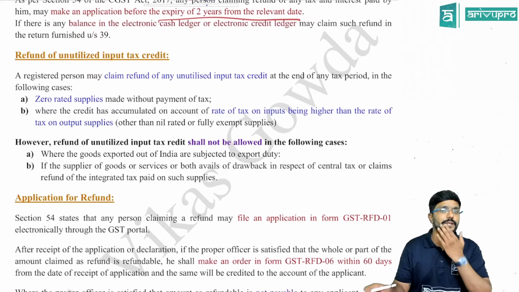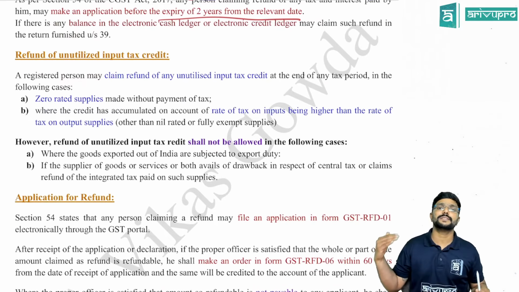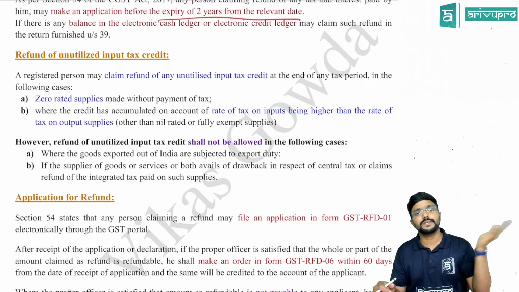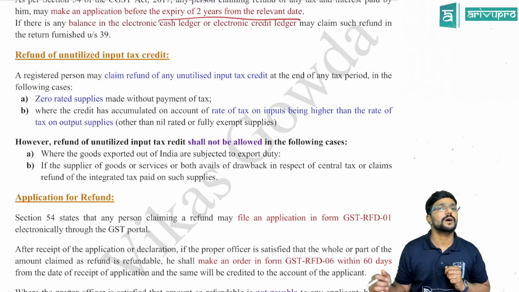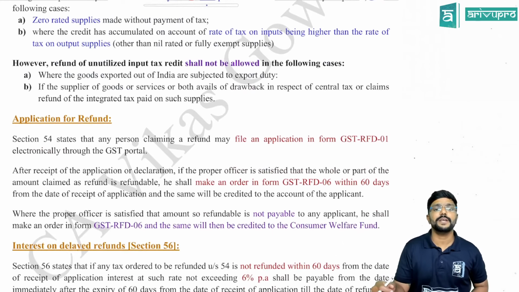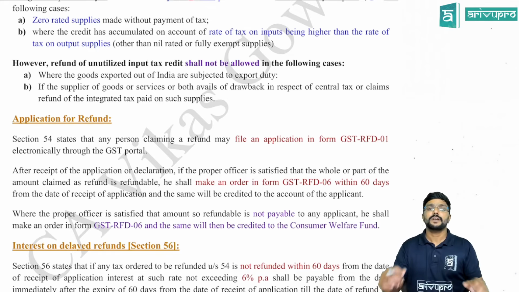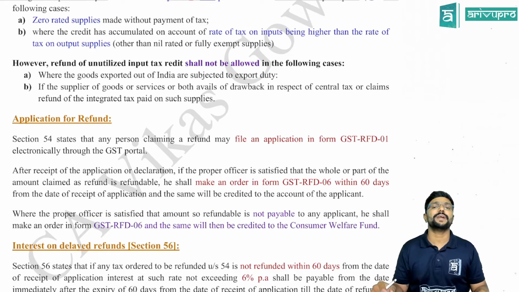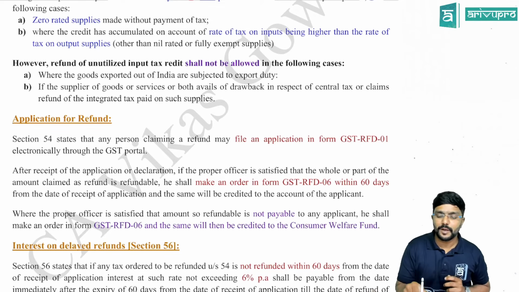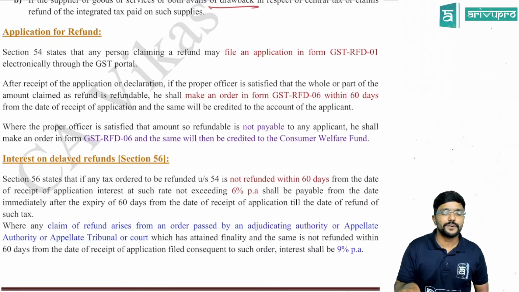So refund of unutilized input tax credit can be claimed under two situations. That is when my outward supply is zero rated, on which I am not paying any tax, or else the tax on my inward supply is more than the tax on my outward supply, which we call an inverted duty structure. But in the following cases, you cannot claim the refund of unutilized ITC, which is on my export: if I am liable to pay export duty, I cannot claim. Then if I have claimed any duty drawback of central tax or IGST, also I cannot claim.